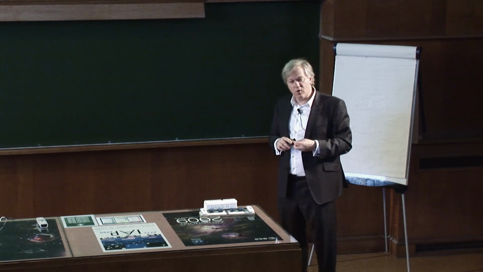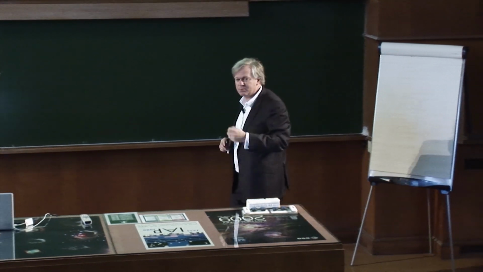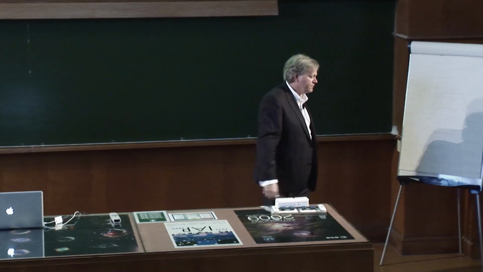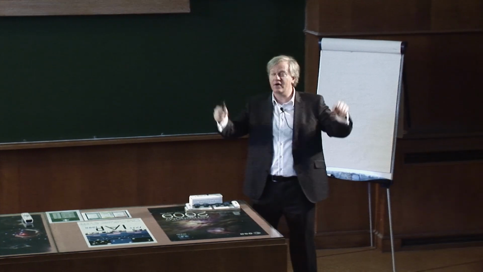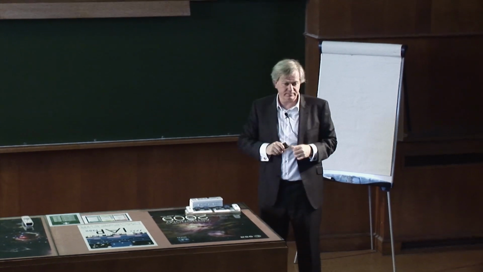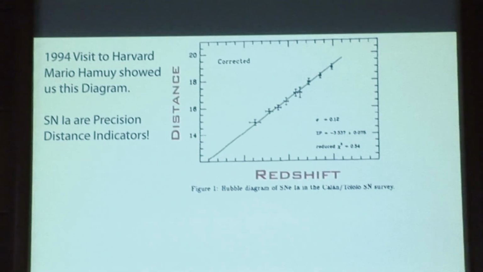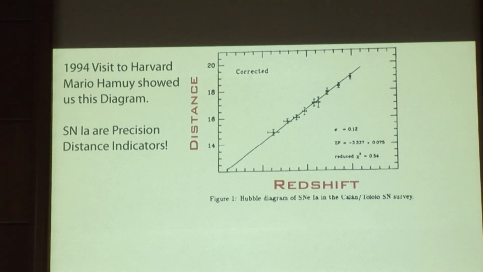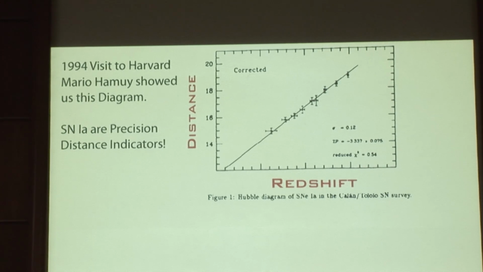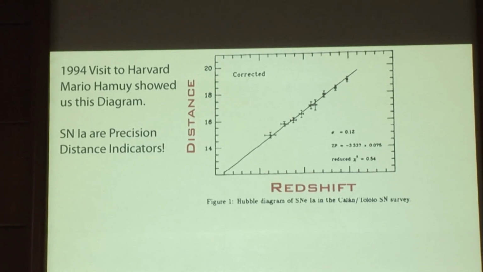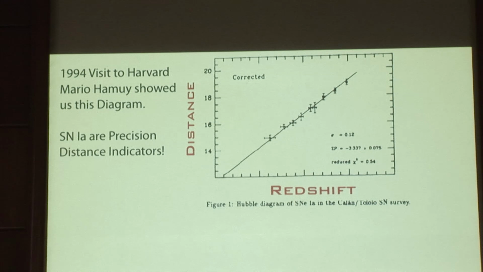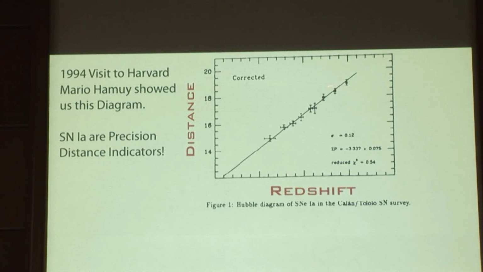In 1994, I had finished my PhD by now, Mario came up and they had their first set of objects. He showed us this diagram, and he said, once we correct using Mark Phillips' objects, from a separate sample of data, so this really was no extra degrees of freedom of fitting things. It was using one set of supernovae to correct another set. This was his Hubble diagram.